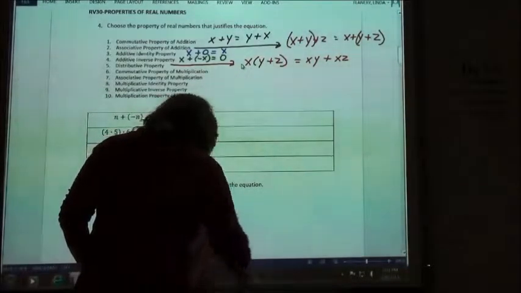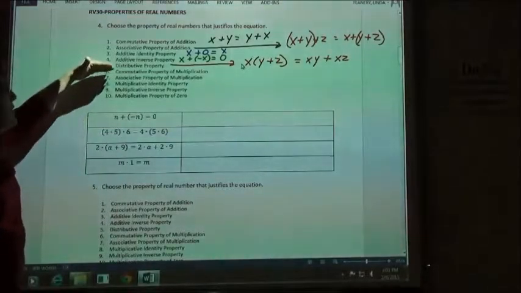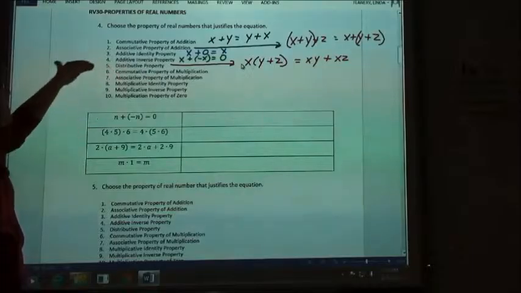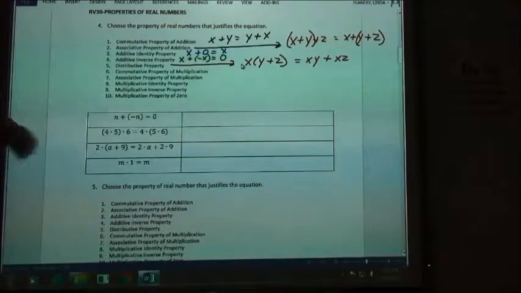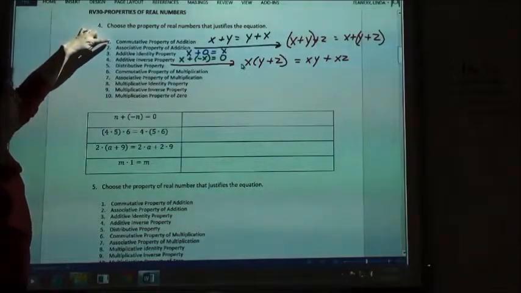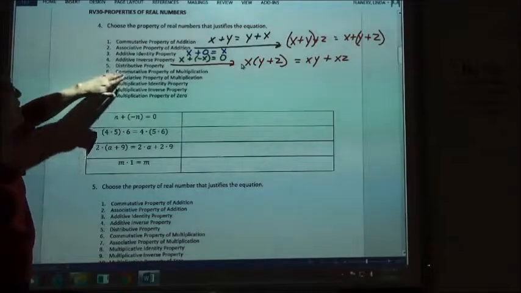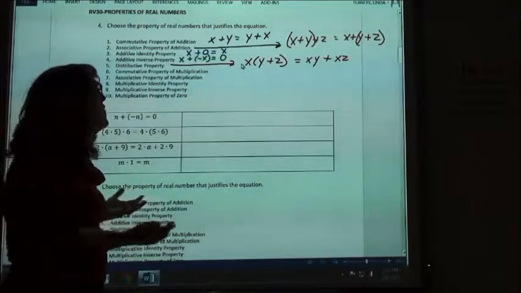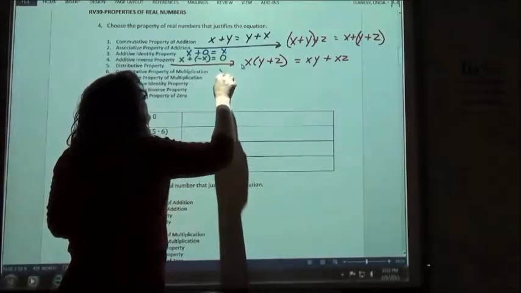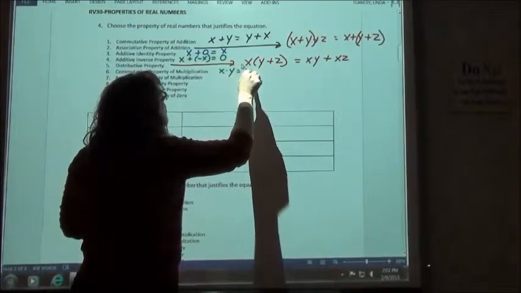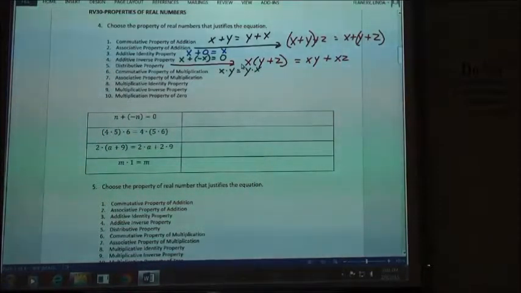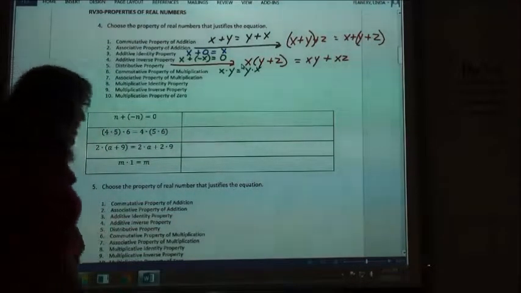Now notice when you get to the next ones: commutative property of multiplication, associative property of multiplication, multiplicative identity, multiplicative inverse, and then the multiplication property of 0. We had the commutative property of addition. It said we changed the order. The commutative property of multiplication is the same kind of thing. I'm just switching the order of my multiplying. So x times y is going to equal y times x. You may or may not have the dots there for multiplying, but just to show you, I'm multiplying instead of adding.